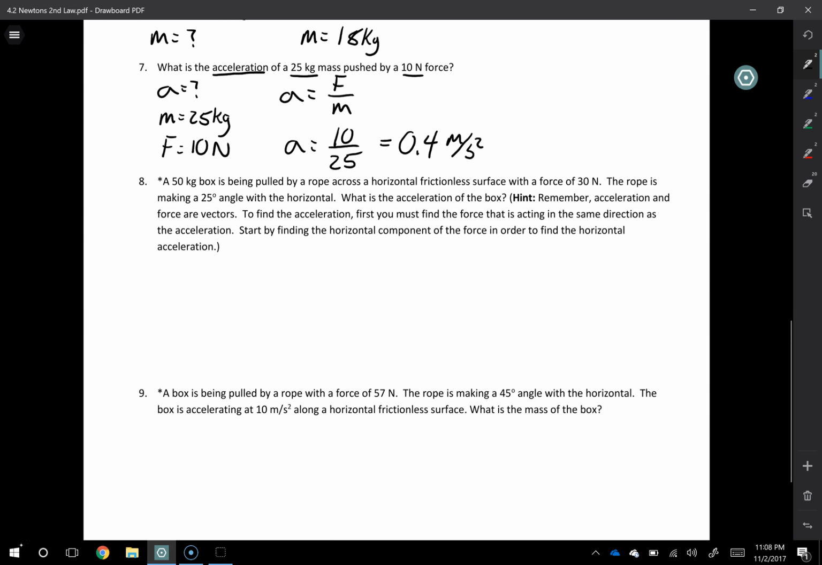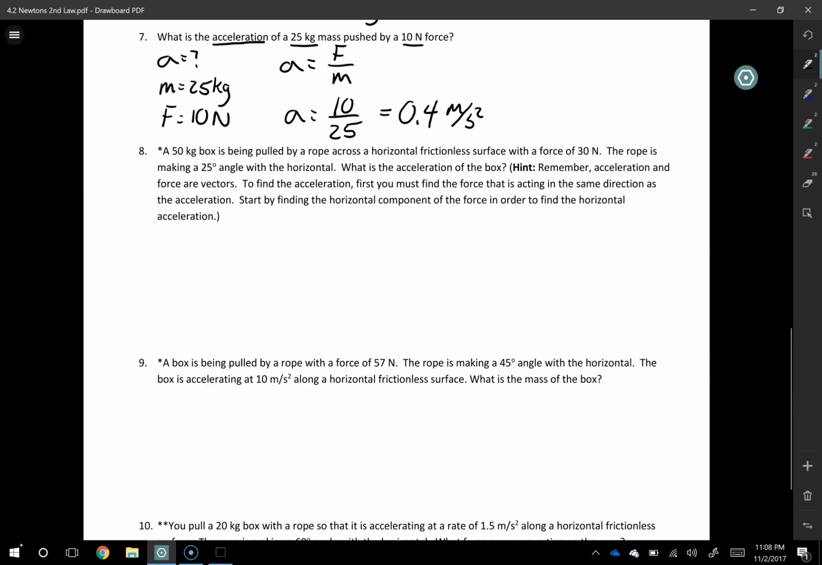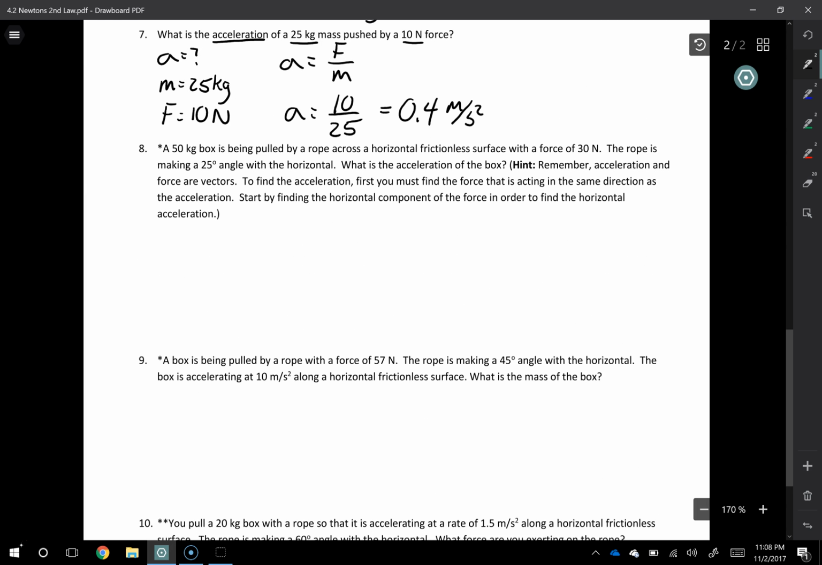Now we get to the asterisked ones. Oh man, 10 is a double asterisk. Watch out. So 8 says a 50 kilogram box, the mass of this box is 50 kilograms, is being pulled by a rope across a horizontal frictionless surface with a force of 30 newtons. So the force is 30 newtons. The next sentence is a doozy. It says the rope is making a 25-degree angle with the horizontal.